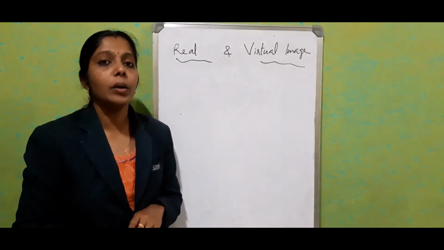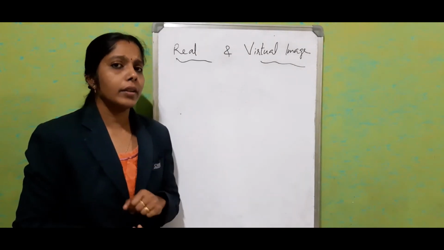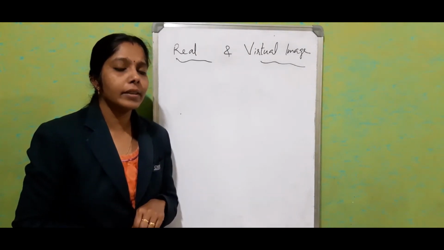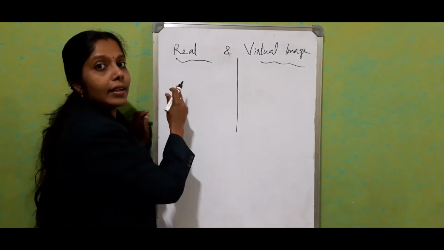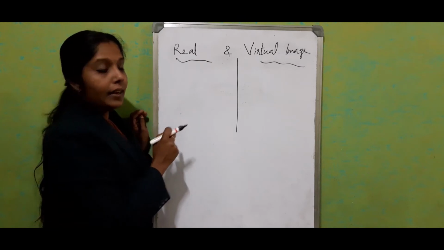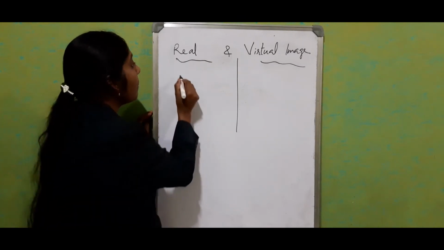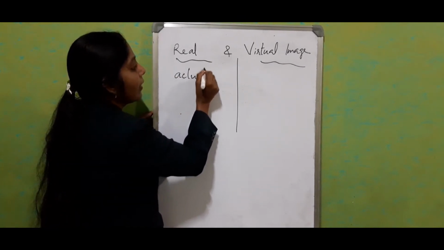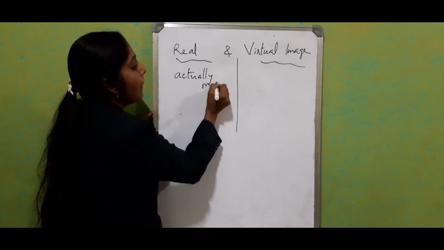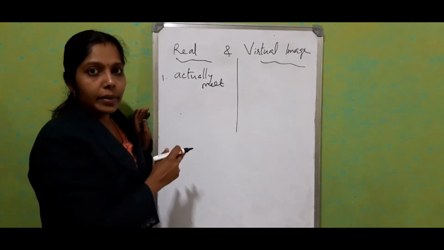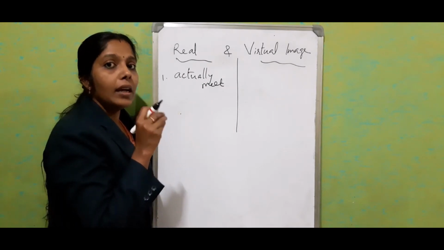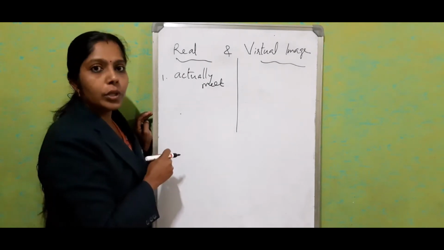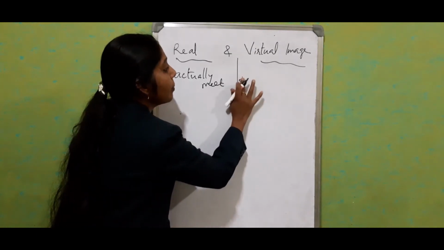Real image and virtual image. What are the characteristic properties of real image and virtual image? Let's see that. First one, after the reflection, the rays actually meet at a point for a real image. If it's a real image, it means after the reflection, the rays will meet at a point. And for a virtual image, it appears to meet.